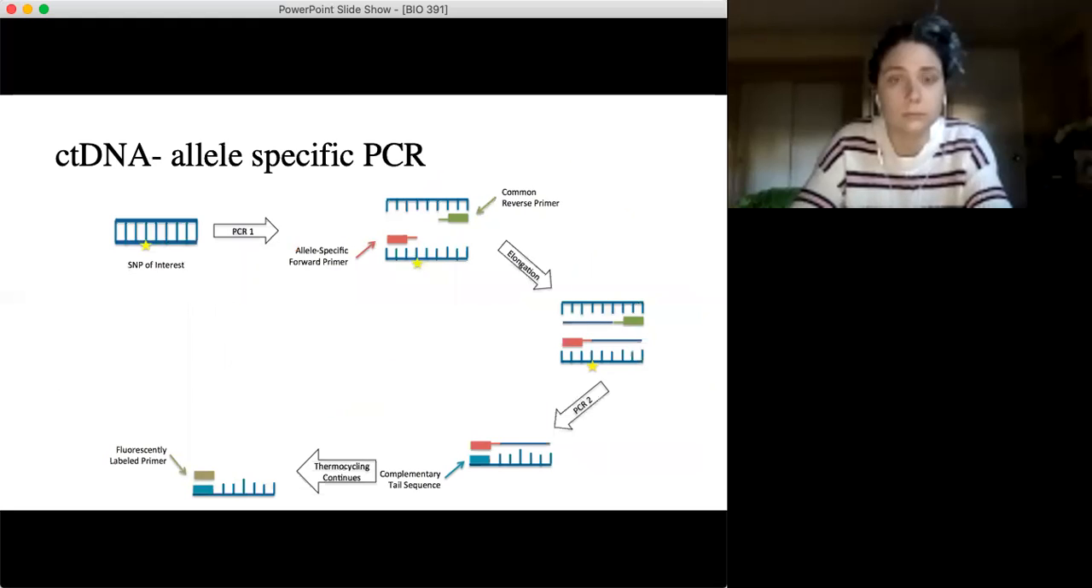So this is allele-specific PCR. It's basically the same as regular PCR. It's just done twice so that you can use two different primers, one for the common allele and one for the specific allele or the mutation. So if you know that you are looking for a specific allele mutation, you can use that primer and find it through the process of PCR.